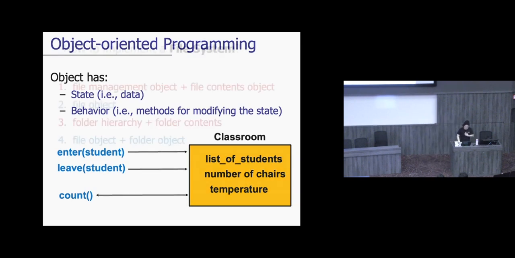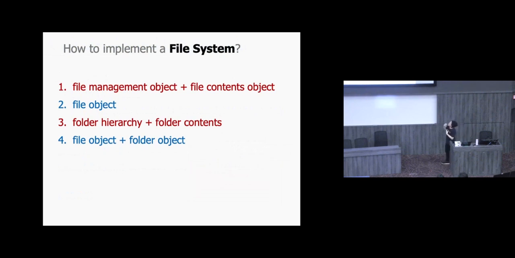Okay, so let's think a little bit about how to apply OOP to implementing a file system. Let's say that there are 4 options here for you on how you should create the objects. In other words, I'm asking you, if we want to implement a file system and we want to think of this in terms of objects, which of these 4 options do we think applies best? I'll give you a few seconds to think about it. Sorry, I tried pacing myself, so this is the best I can do.